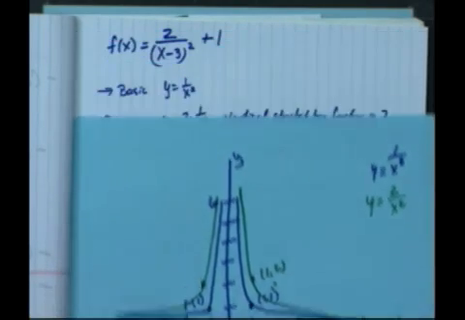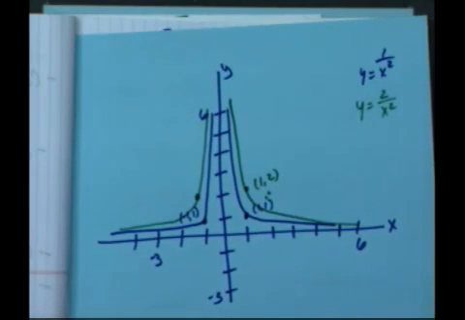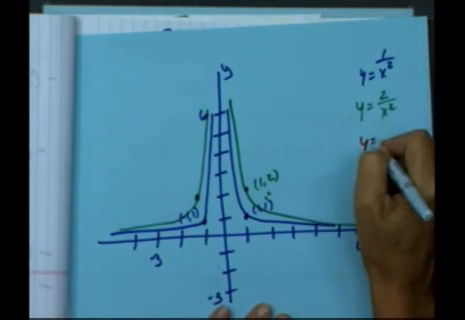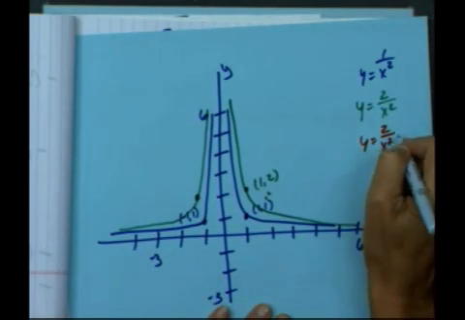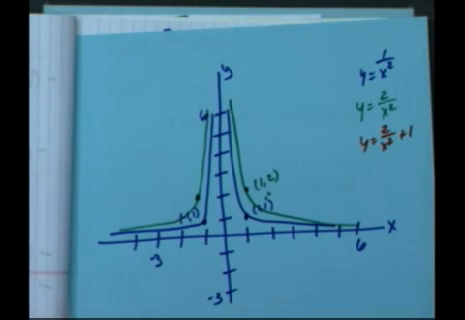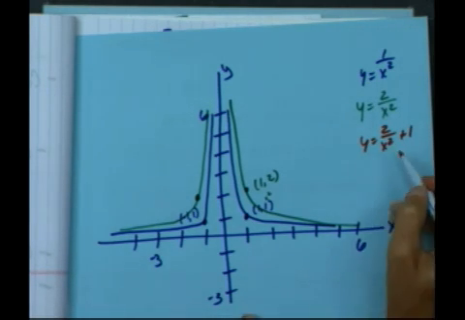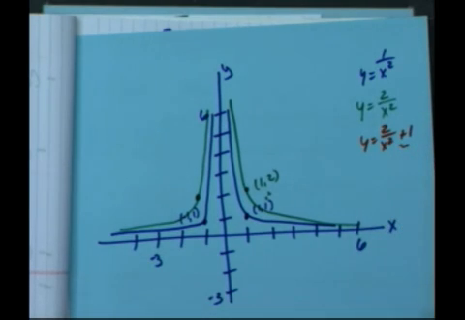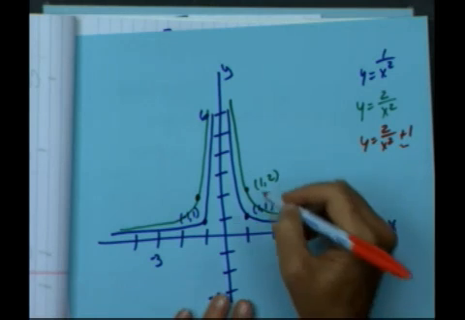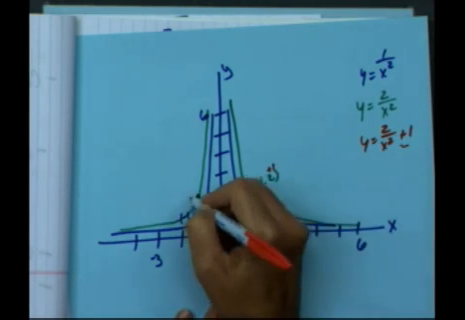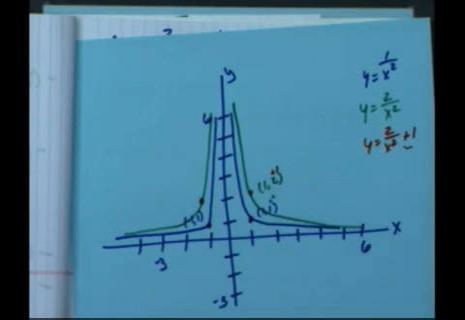All right, now we're going to do a shift up of 1. y equals 2 over x squared plus 1. And what that means is it's a shift up. So it's up, y values. What do we do? Add 1 to the y values. So we're going to add 1 to the y values. Forgot to label this one.